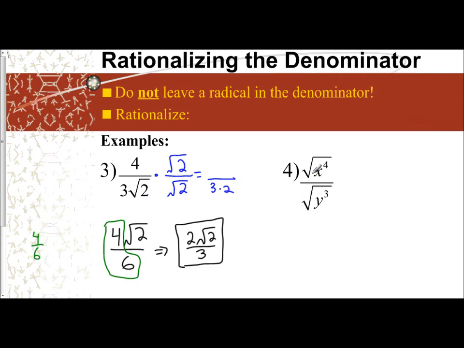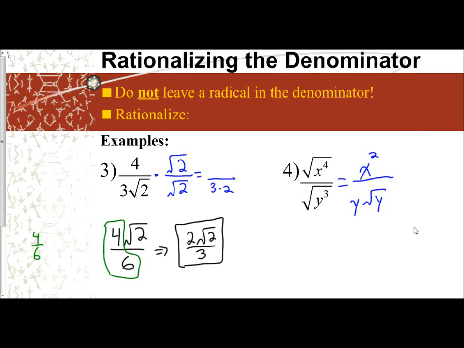And so if we examine number 4, we have the square root of x to the 4th over the square root of y cubed. The first thing I would do was I would take the square root of the top. The square root of x to the 4th is x squared. And then I would simplify the bottom. Because if I have the square root of y cubed, I can take one y out and leave 1 inside. And so here I just simplified.